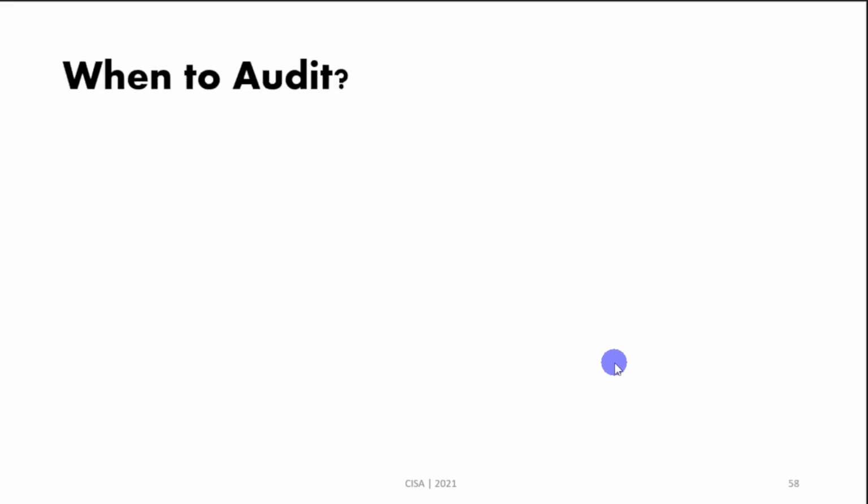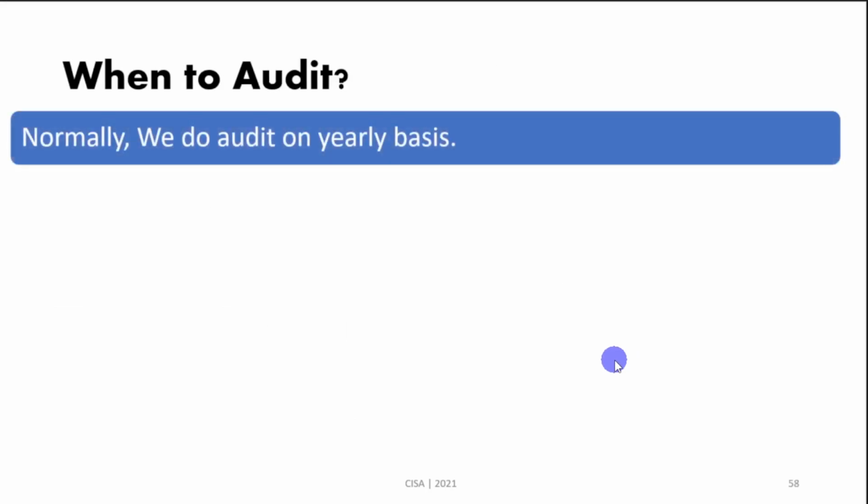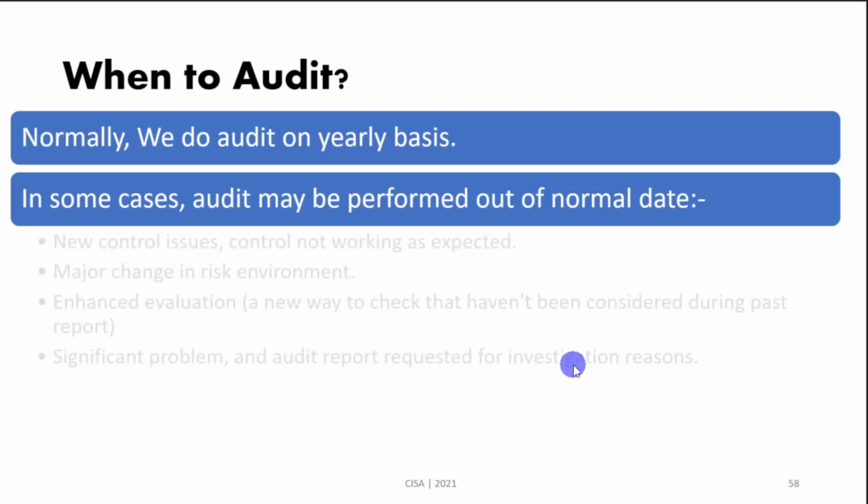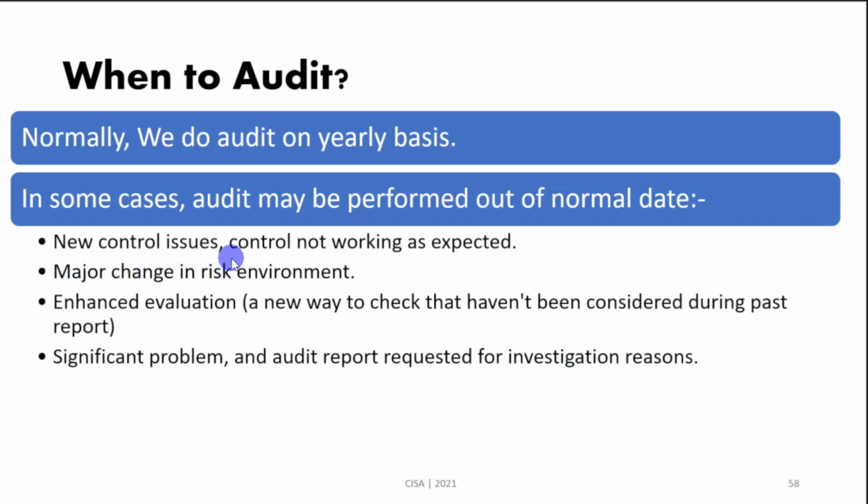We also need to discuss when to audit. Normally, we do an audit on a yearly basis. In some cases, an audit may be performed outside of this normal date. For instance, if we have a control and this control has issues, we can do an audit to check why this control is not performing well. If we had a major change in the risk environment, for instance, we were working in a private cloud and then decided to move to public cloud, once we move to public cloud we need to do an audit because the risk environment has changed.